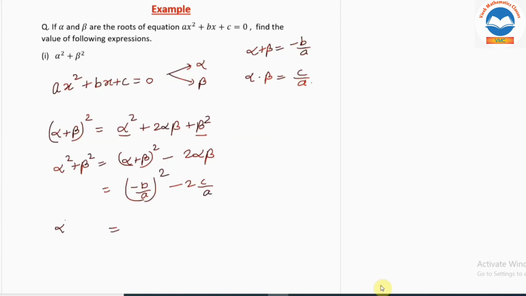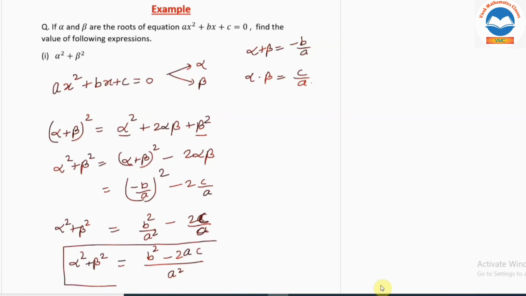So what will you get for alpha square plus beta square? This will be b square by a square minus 2c by a. So if you take LCM, a square will be the LCM. Here b square minus 2ac. This will be your value of alpha square plus beta square: b square minus 2ac divided by a square. Next, second part.